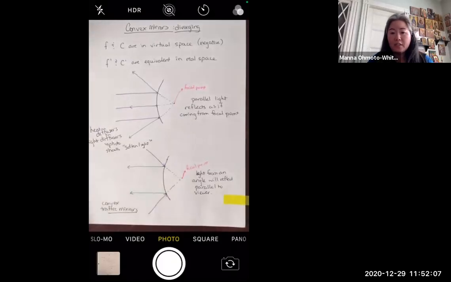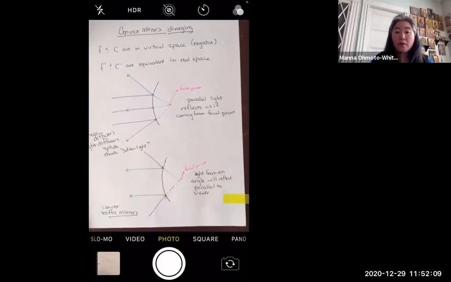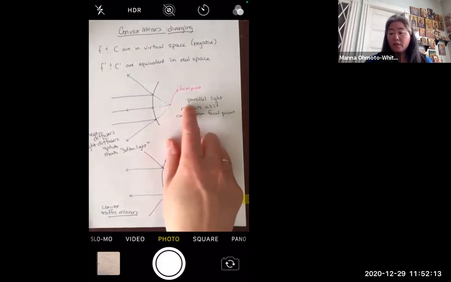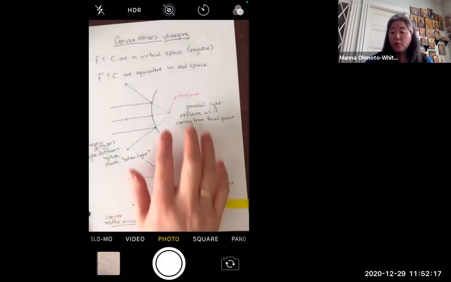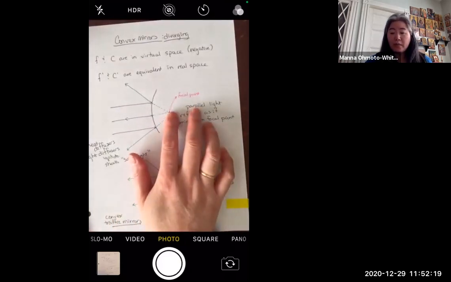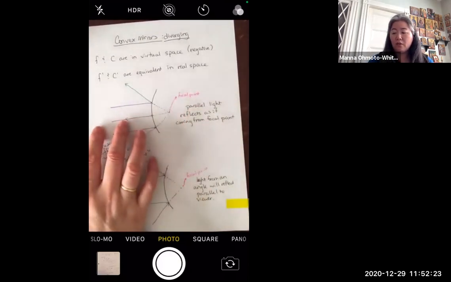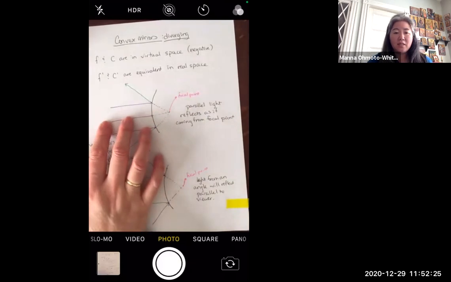Now we're going to look at convex mirrors. So convex mirrors are curved in the opposite way. So the focal point is behind the mirror and the center of curvature is behind the mirror as well. So both the focal point and the center of curvature are in virtual space, negative, but we put the equivalent F and the focal point and C on this side, the same distance, right?